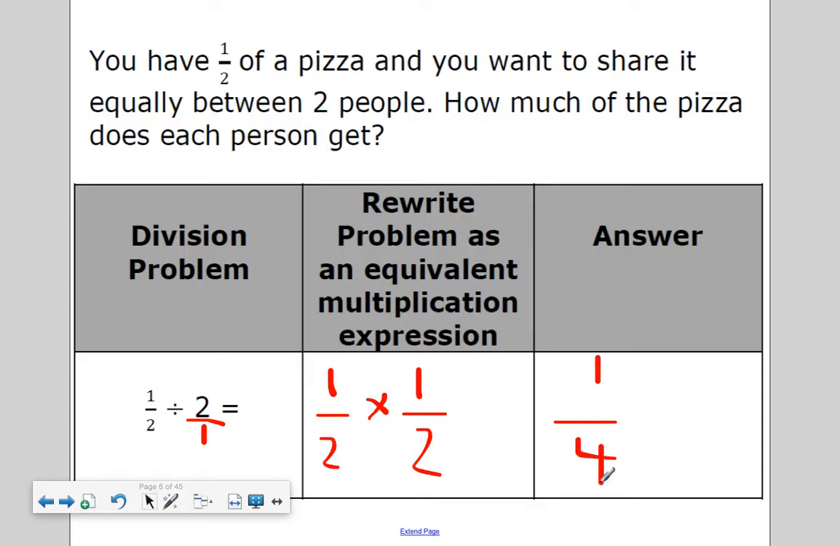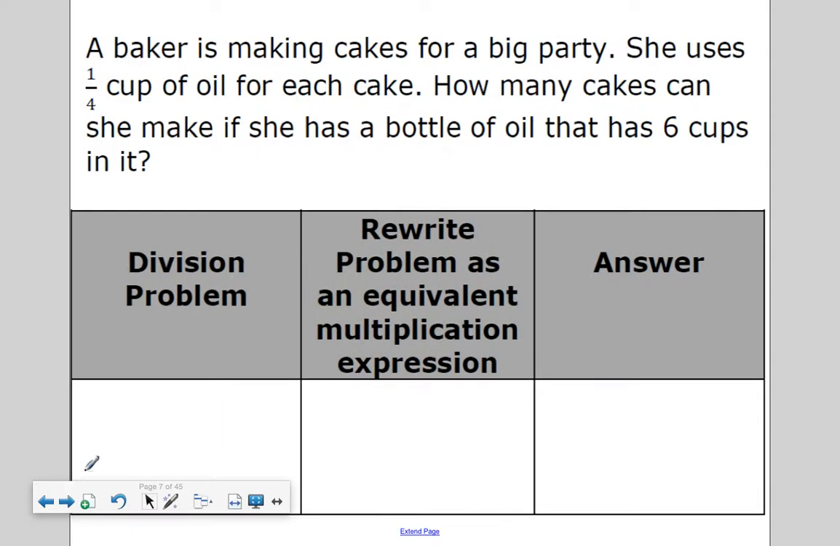So you have half of a pizza and you're dividing it among two people. So in other words, they're each getting half of the half, or 1/4. A baker is making cakes for a big party. She uses 1/4 cup of oil for each cake. How many cakes can she make if she has a bottle of oil that has 6 cups?